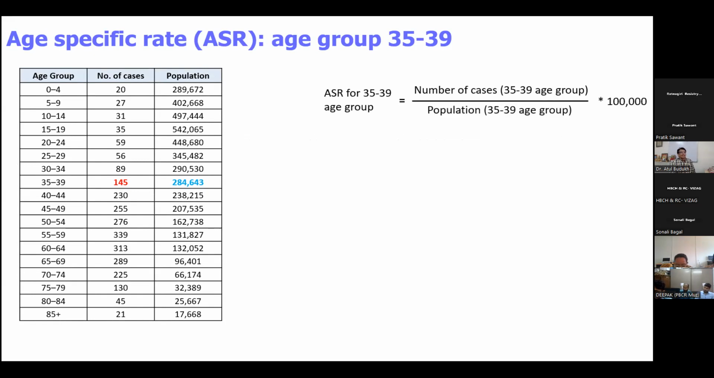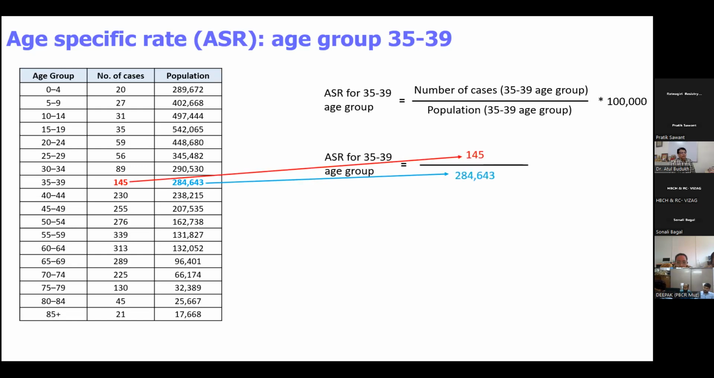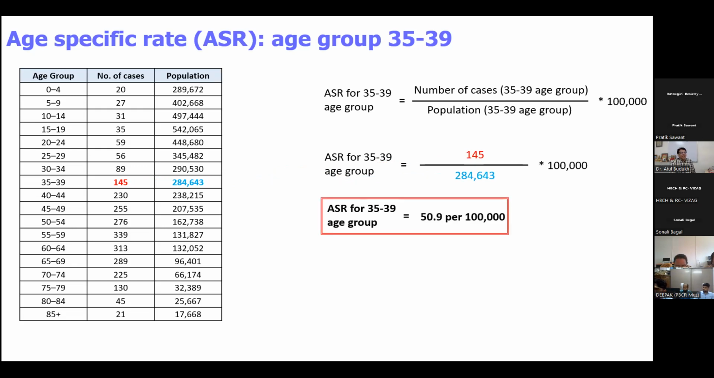So the number of cases in 35 to 39 is 145, and the population is 284,643. The age specific rate for 35 to 39 is 50.9 per 100,000. This is called age specific rate. That is the burden of cancer in that age group. So what is the burden in that age group?